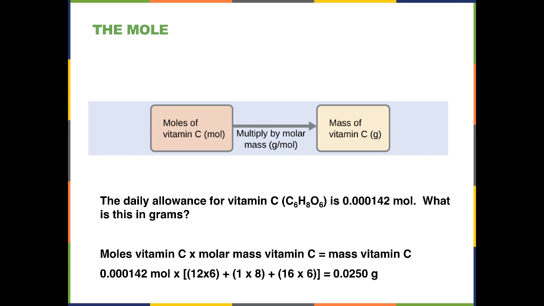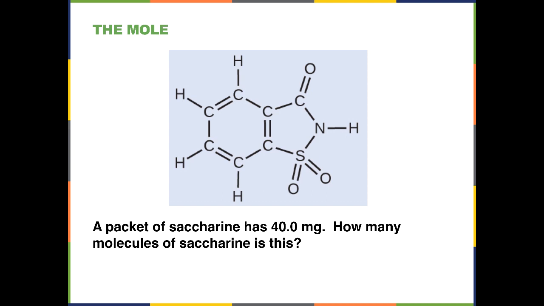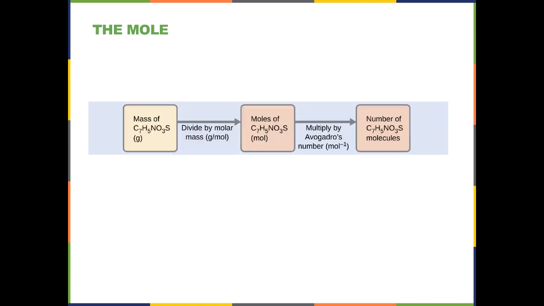And here's the diagram that shows how you would find that. This is a much more complicated molecule. This is saccharin, and a single packet of saccharin has 40 milligrams in it. How many molecules of saccharin is this? Saccharin, by the way, is one of the artificial sweeteners. You have the pink stuff, the blue stuff, and the yellow stuff. And the pink stuff is saccharin. The blue stuff is NutraSweet, and I can't remember what the yellow stuff is. But this is an artificial sweetener, and a packet has 40 milligrams in it. So how many molecules of saccharin is this?